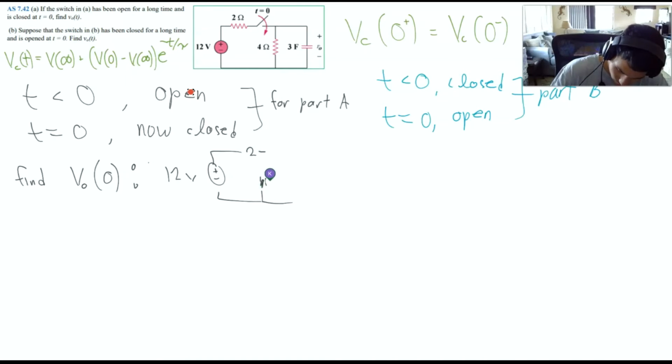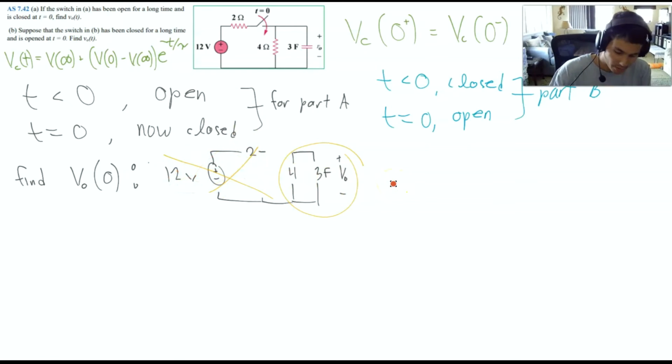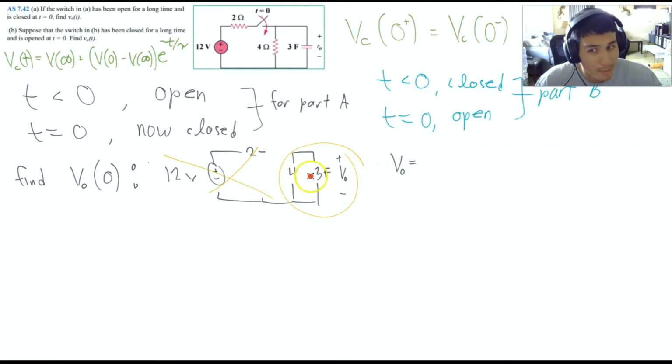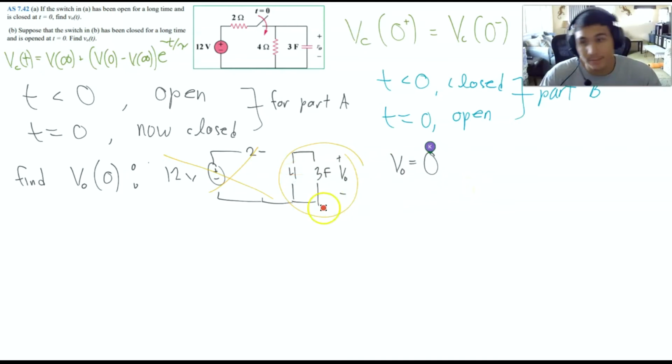And then there's this part over here that is, let me draw this better, 4 ohms, 3 farads. So this is the part we're focusing on right here. And this other part is not even connected. There's nothing happening here, right? And you ask yourself, well, what is VO? I don't see a source. Do you see a source? I don't see anything. VO is just 0. That's it.